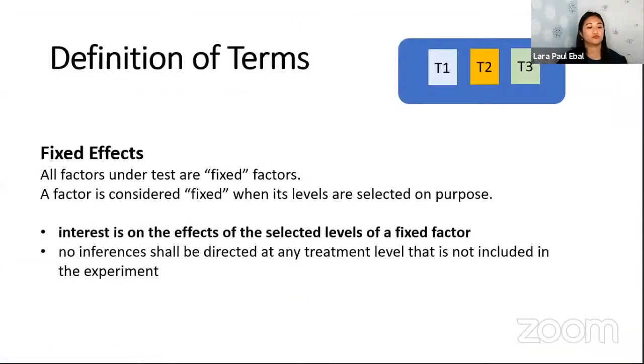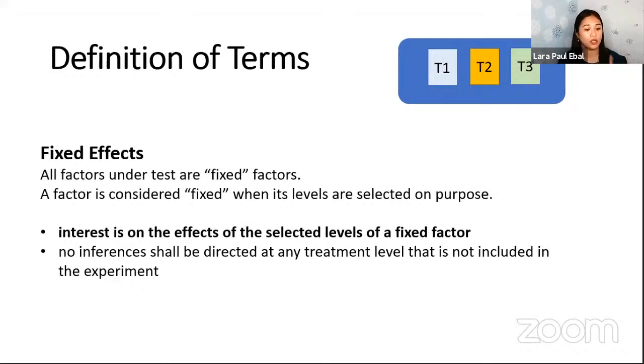Okay, so another term, maybe this is new to you. We should understand this too, because this is very helpful in your experiment. So, fixed effects: all factors under the test are fixed factors. So what is that? A factor is considered fixed when its levels are selected on purpose. So you really have the intention to compare these factors. Example, you have T1, T2, T3. I just want those to be the only ones compared. And then the interest is on the effects of these selected levels of the fixed factor.